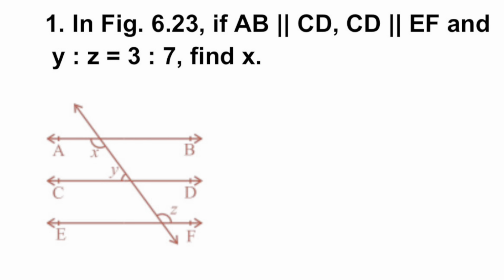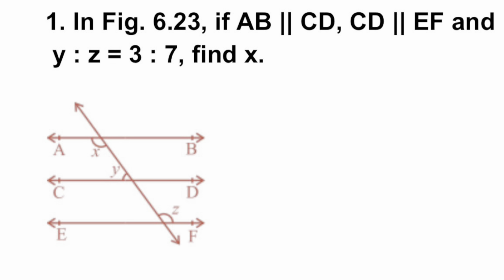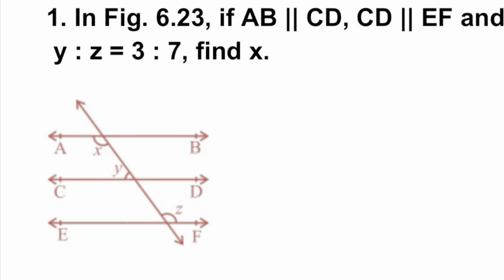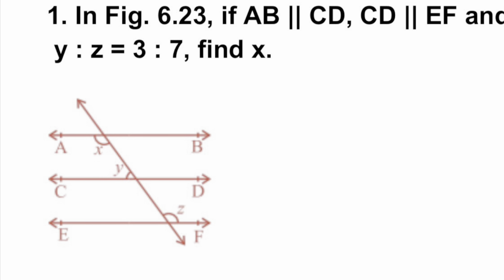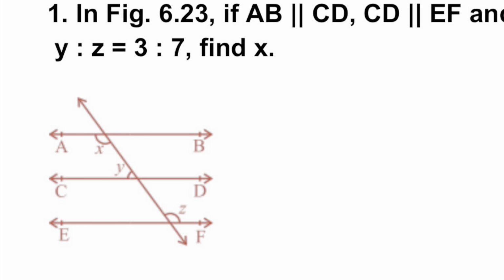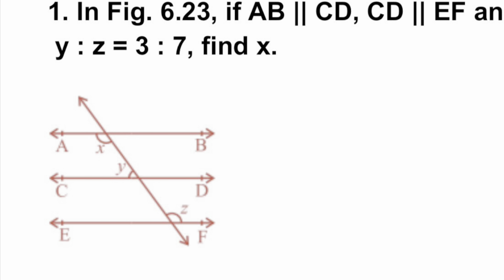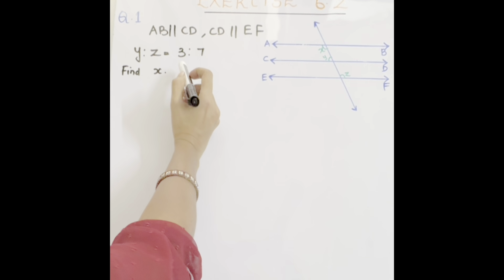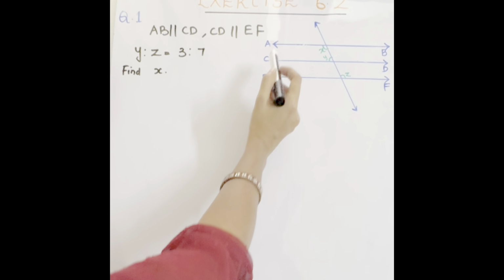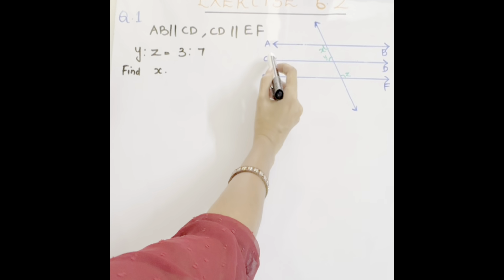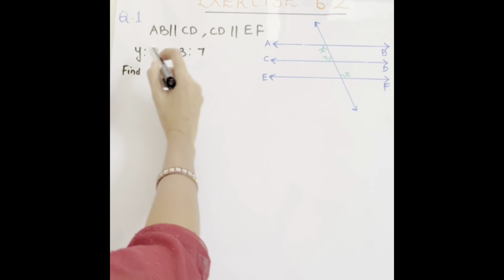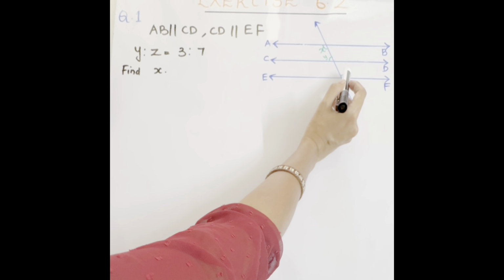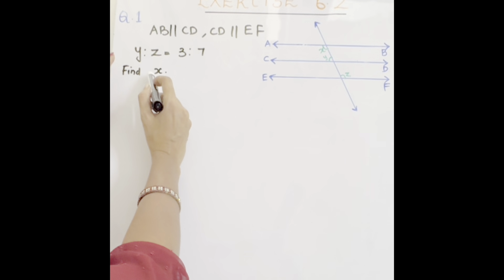Let's start with the first question. Let's read the question first. In figure 6.23, if AB is parallel to CD and CD is parallel to EF and Y is to Z is equal to 3:7, find X. Let's first note down what is being given to us. It's being given that AB is parallel to CD and CD is parallel to EF and Y is to Z is equal to 3:7, angle Y to angle Z is 3:7. You have to find X.